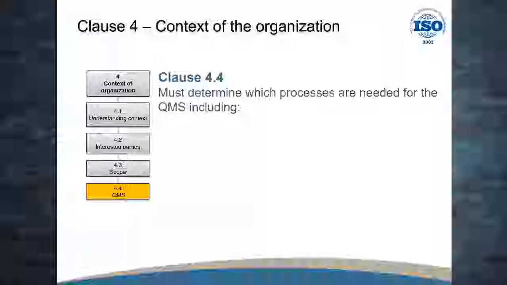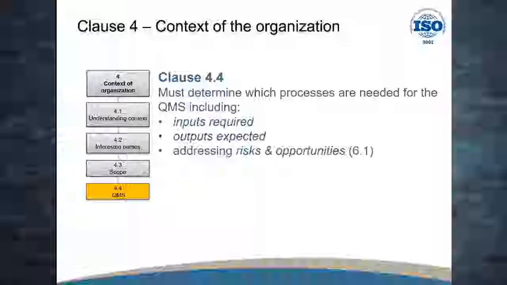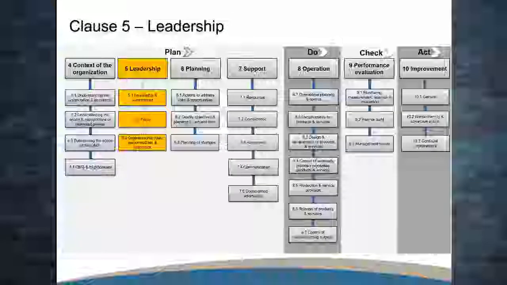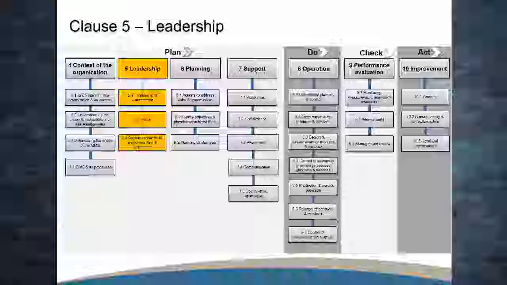Clause 4.4 is QMS. You must determine which processes are needed for the quality management system, including what inputs are required, what outputs are expected, making sure that your processes include those processes needed to address risk and opportunity. And you see a reference there to 6.1, which talks about planning for risk and opportunities. And that is the significant items in Clause 4 that are different or stand out in a significant way from 2008 to 2015. Clause 5, leadership.